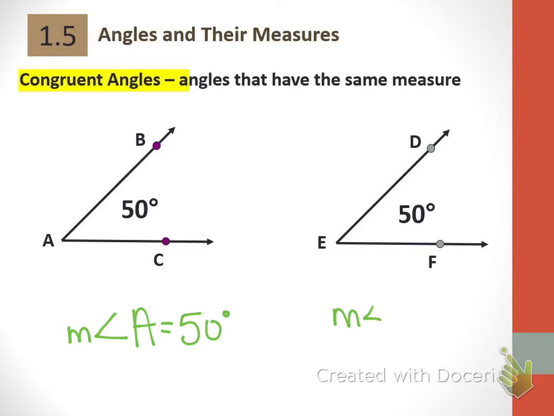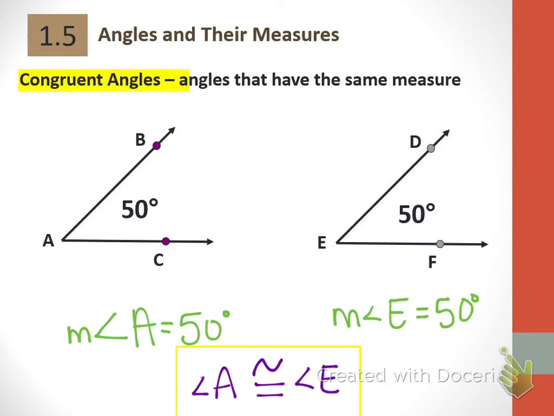The measure of angle E is 50 degrees. Why did we write this? Because I'm going to have you write a different statement. You wrote those two? All right, that means angle A is congruent to, what does the congruent symbol look like? Squiggly line and then equals. Angle A is congruent to angle E. That was the main goal.